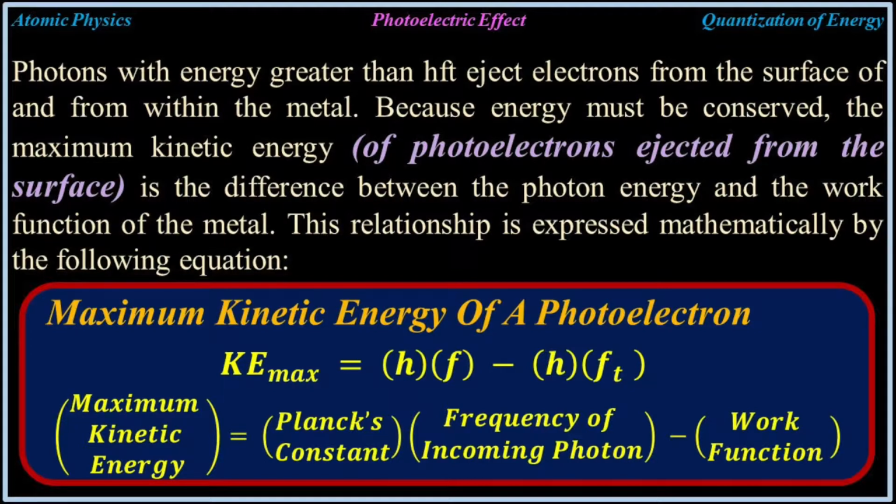Photons with energy greater than hf_t eject electrons from the surface and from within the metal. Because energy must be conserved, the maximum kinetic energy of electrons ejected from the surface is the difference between the photon energy and the work function of the metal. This relationship is expressed mathematically by the following equation. Maximum kinetic energy equals Planck's constant times the frequency of the incoming photon minus the work function.